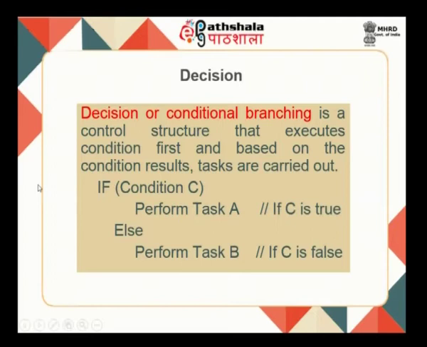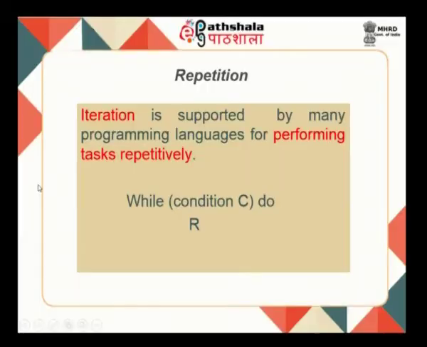The third structure is called repetition. Repetition is another control structure that is used for performing tasks in a repetitive manner. This is an example of a repetitive structure where we can see that the condition C is evaluated first, then based on its truth value the task is repeatedly performed. Once we have these control structures, we have to put all of them into an algorithm.